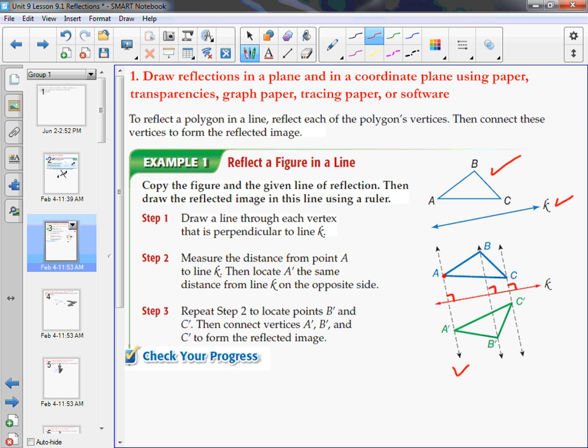Then we measure the distance from A to the line of reflection. We measure that same distance on the other side. That's how we know where to put A prime. We measure the distance from B to the line of reflection, measure that same distance on the other side of the line of reflection. That's how we know where to put B prime. Measure that distance, measure that distance. That's how we know where to put C prime. Then you connect your points, and that new triangle is the reflection of the original triangle. Okay?